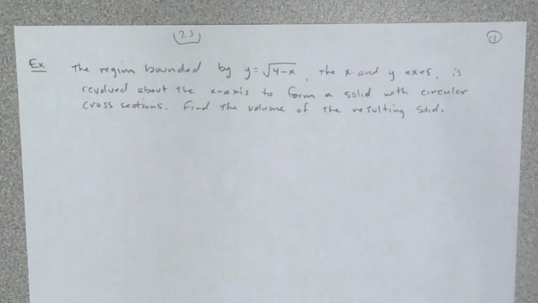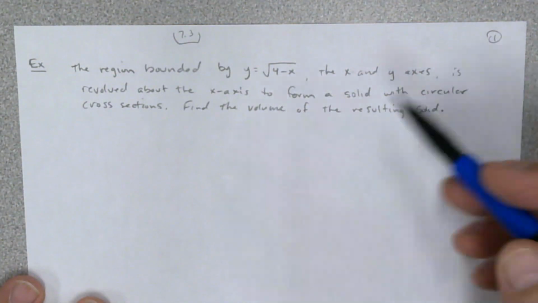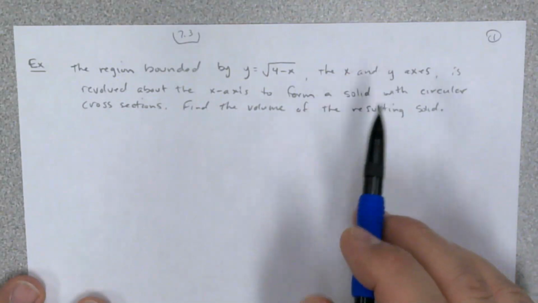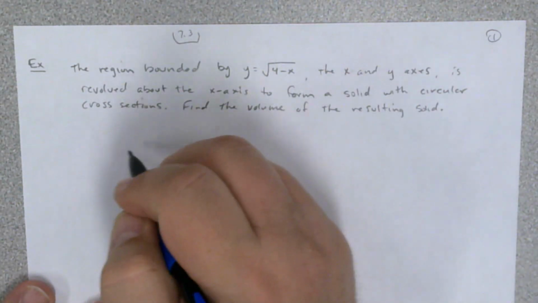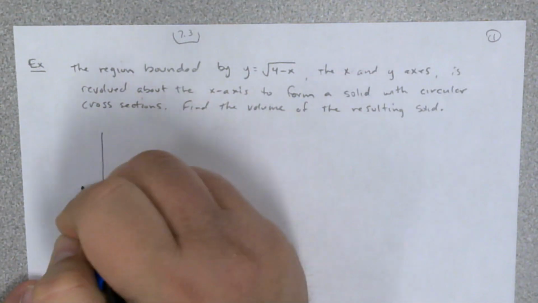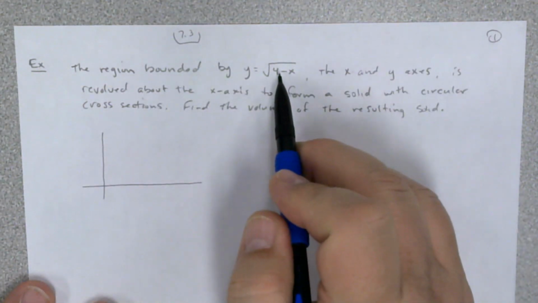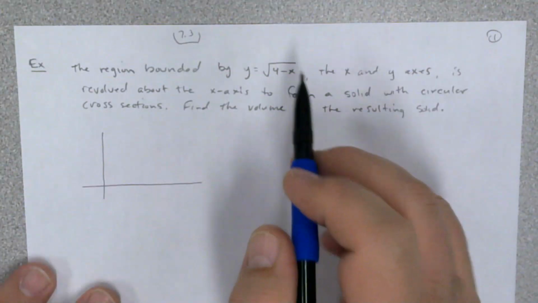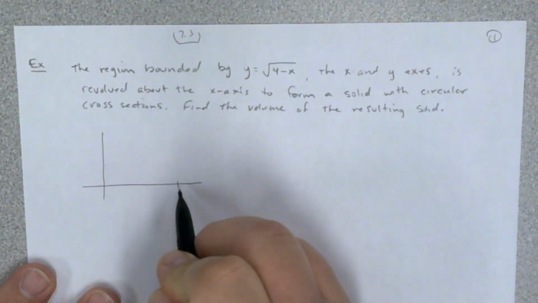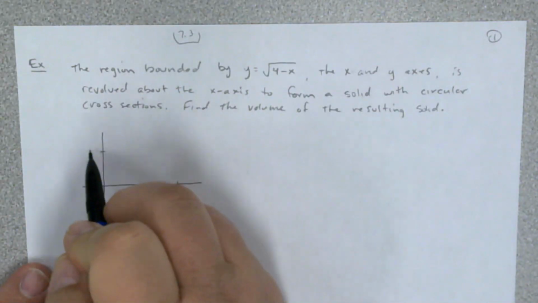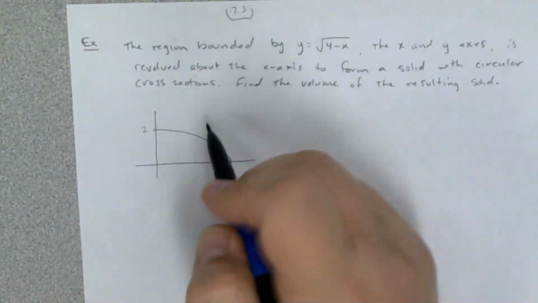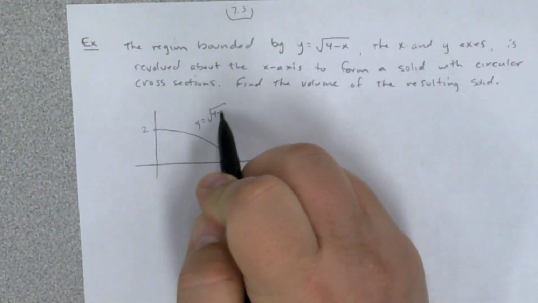Okay, so just like before, you have to draw the region bounded in the xy plane. Let's go ahead and do that. This is a reflected square root shifted over, so it's basically going to be at 4, and it'll intersect over here at 2. So it's just a parabola that looks like that. This is my region. This is y equals the square root of 4 minus x.